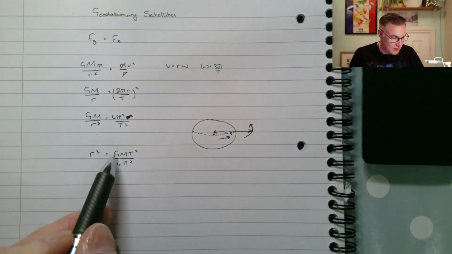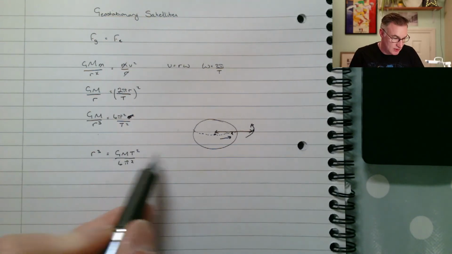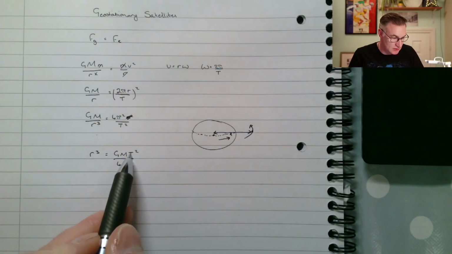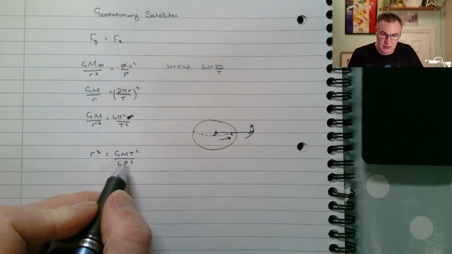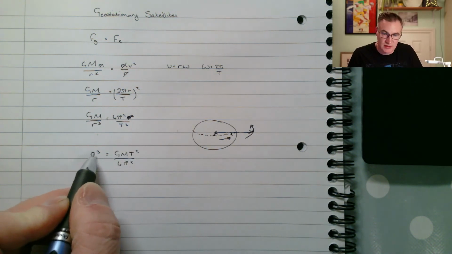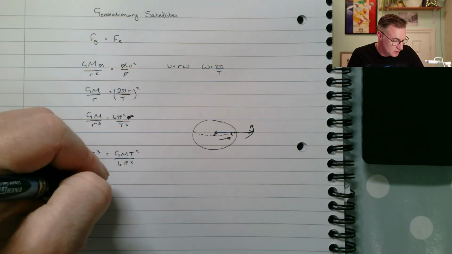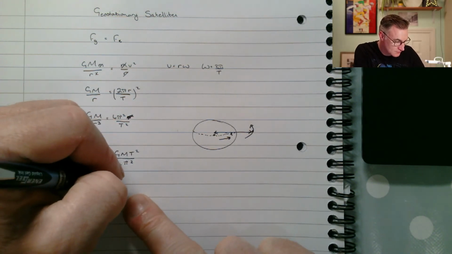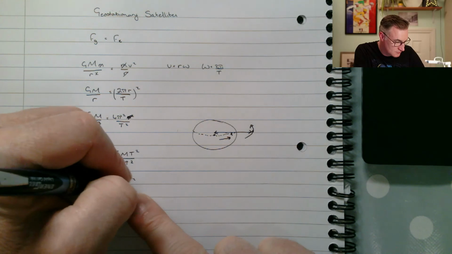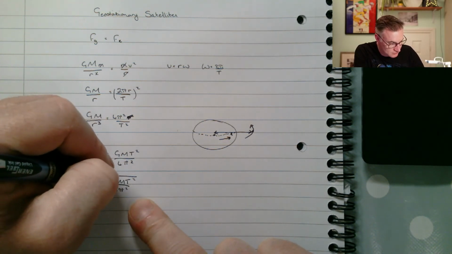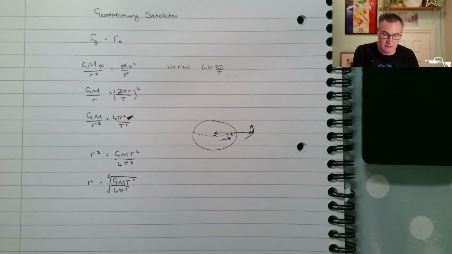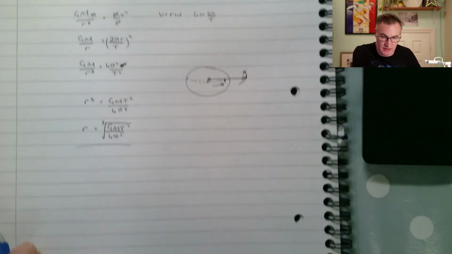Now if it's 24 hours, then G is a constant, M, the mass of the Earth, is a constant, and T is now a constant. And so you can see that every single term in this equation is going to be a constant, and if that's all constant, then the radius must be a constant value. So the cube root of GMT squared over 4 pi squared. So let's put our values in there. That's our final derived formula.